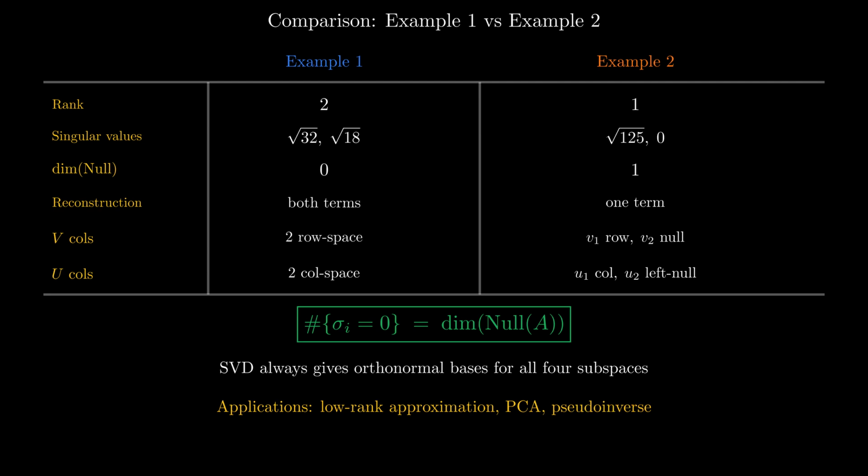And those zeros aren't a bug. They're the entire reason SVD powers low-rank approximation, principal component analysis, and the pseudo-inverse. Small singular values mean directions you can safely discard. Zero singular values mean directions you cannot invert. That is what we will build on next.